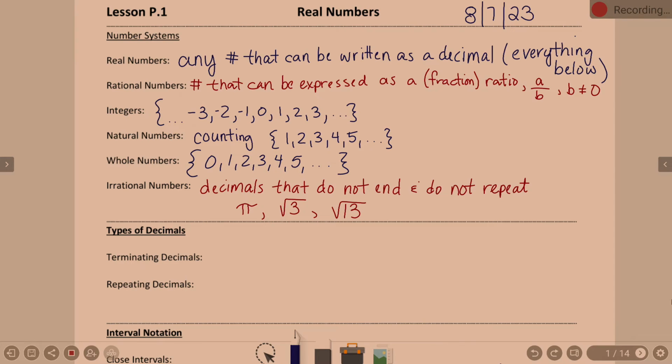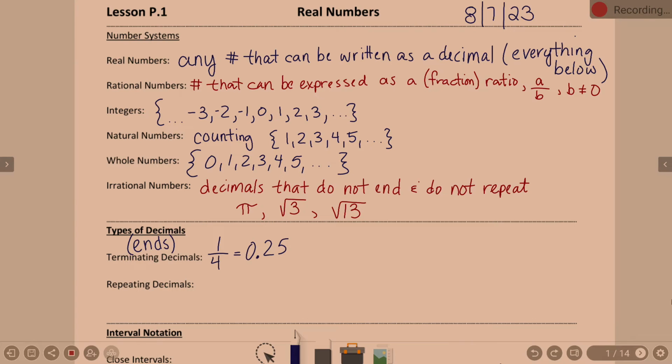Give me an example. 1/4. Why 1/4? What is 1/4? 0.25. If we divide that out, that is 0.25, right? So that's an example of a terminating decimal. And if you want to write it in here, it's a decimal that ends, as opposed to decimals that repeat.